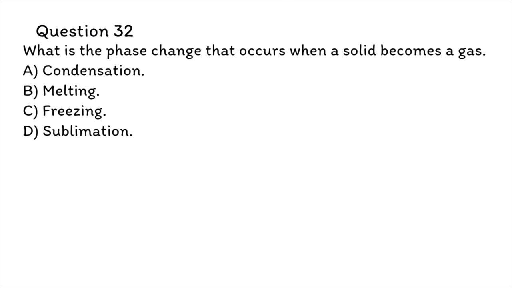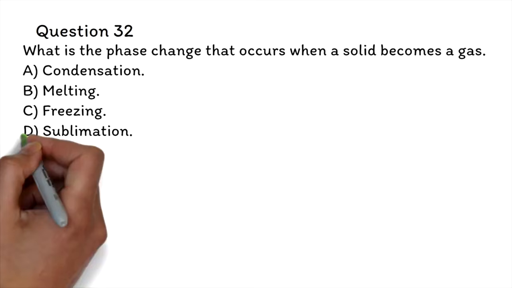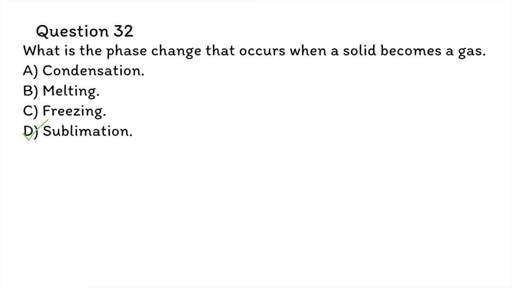Question 32. What is the phase change that occurs when a solid becomes a gas? A. Condensation. B. Melting. C. Freezing. D. Sublimation. The correct answer is D. Sublimation. Sublimation is the phase change that occurs when a solid changes directly to a gas without first becoming a liquid. Examples of substances that undergo sublimation include dry ice, that is solid carbon dioxide, and mothballs, that is solid naphthalene.